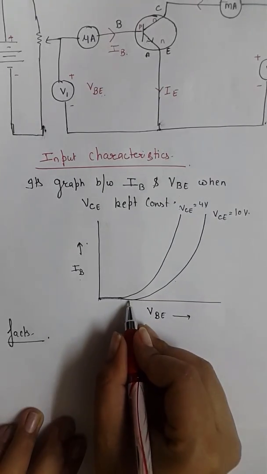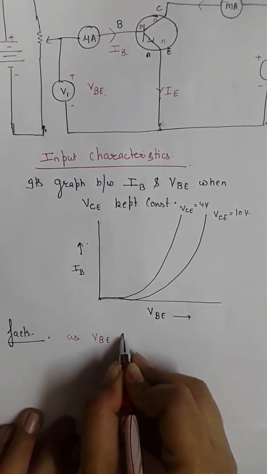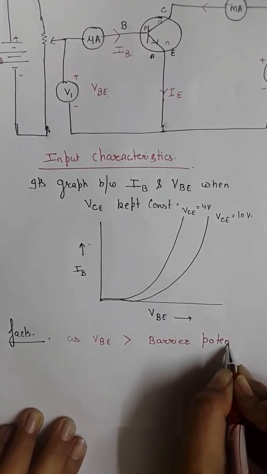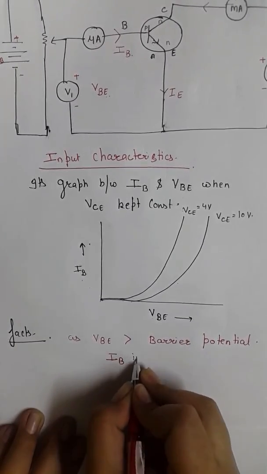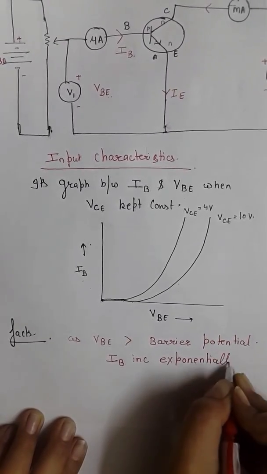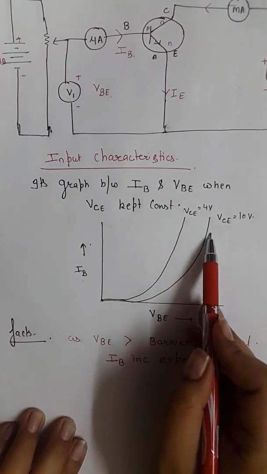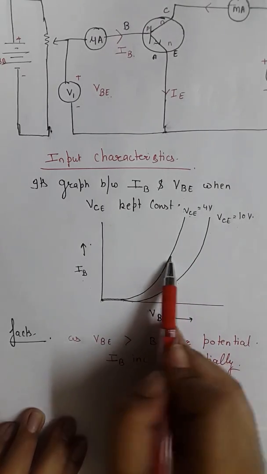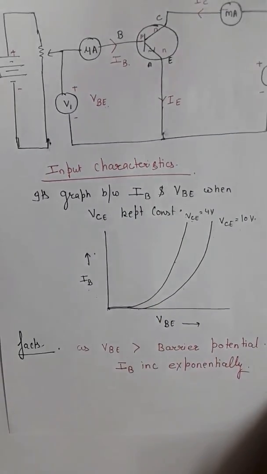So as your VBE is very, very small, IB is 0. As VBE is greater than barrier potential, IB increases exponentially and then it becomes independent of VCE. As you can see, there is not much of the effect of VCE on the IB. So by plotting one characteristic, that is more than sufficient. By one characteristic, you will come to know about it. Okay, that is my input characteristics.